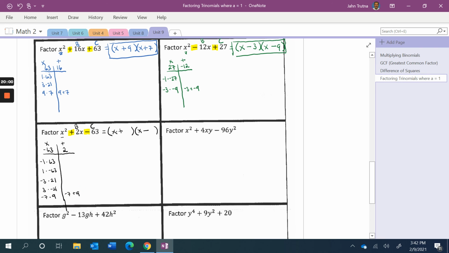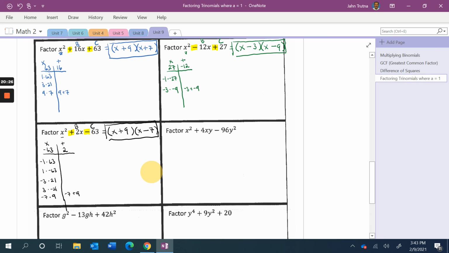So I have my two numbers. So it's x plus 9, x minus 7. Why does the 7 have to be the minus? Because the 7 is the negative number here. So when I factor the trinomial x to the second power plus 2x minus 63, I get quantity x plus 9 times quantity x minus 7. Okay, let's do one more.